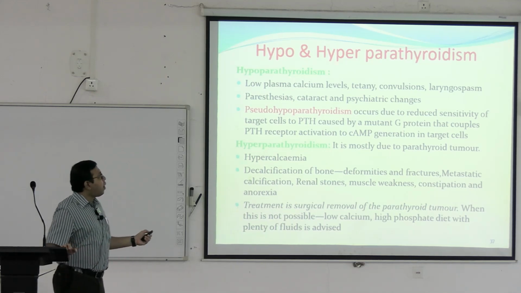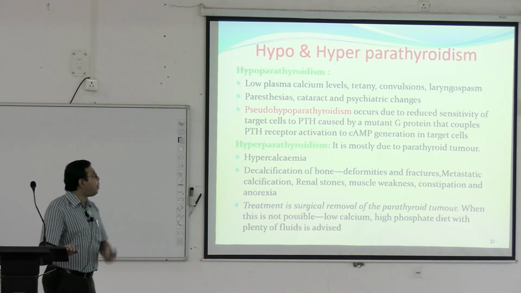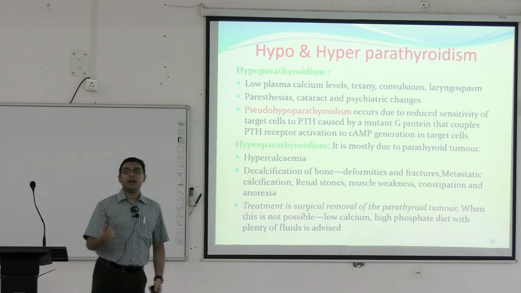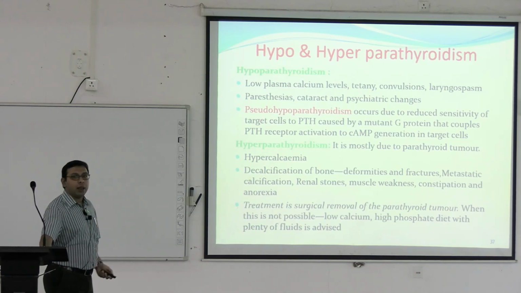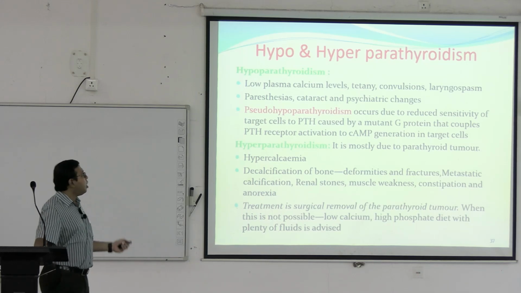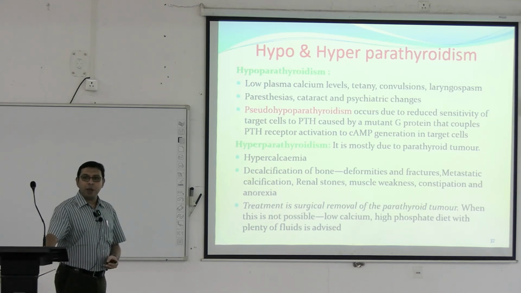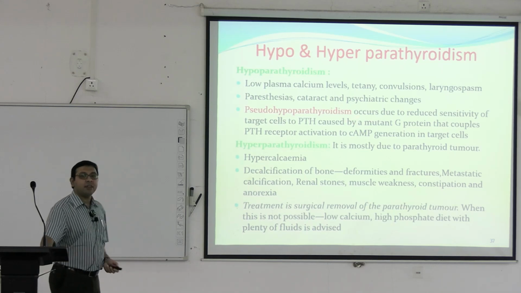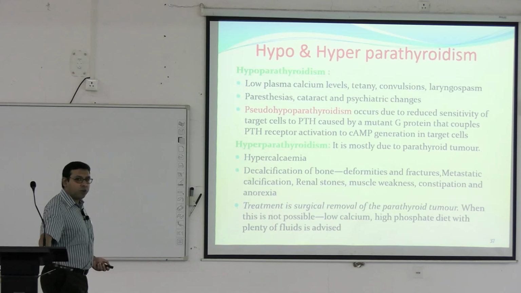Lastly, coming to hypo and hyperparathyroidism, which I am telling about time and again. When there is hypoparathyroidism, the parathyroid gland secretes less parathyroid hormone, which leads to low plasma calcium level. With low plasma calcium, there may be tetany, convulsion, laryngospasm, and paresthesia, because calcium is needed for normal nerve and cellular membrane actions. There may be cataract, as you have already seen. Psychiatric and mood changes can happen because neurotransmitter is not released.